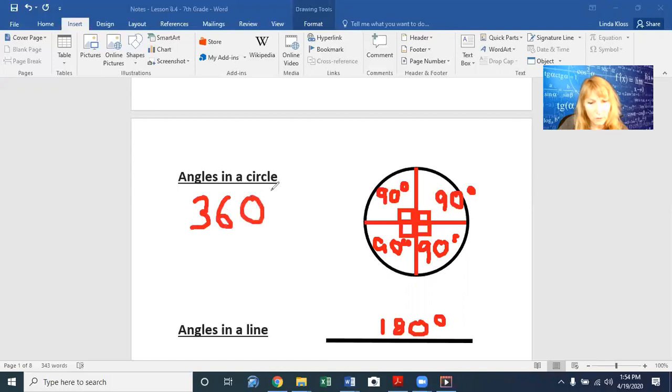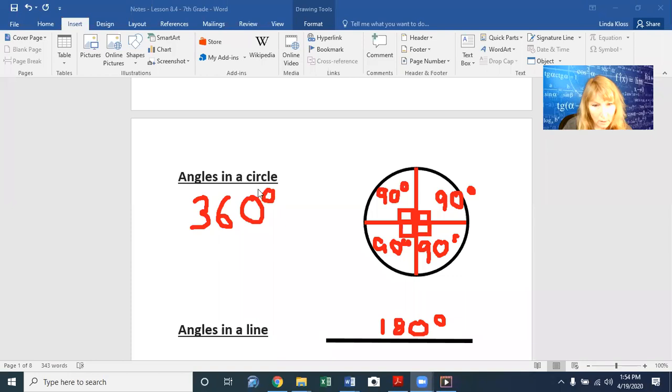360 degrees. Super important. This will be used for all of your angle measuring things that you do in geometry, as well as trigonometry when you get to that in high school. So you have to know that a circle is 360 degrees. All the way around this circle is 360 degrees. Why? Because it's composed of four 90-degree angles. And if you add up all the angles, you have a circle, 360 degrees.